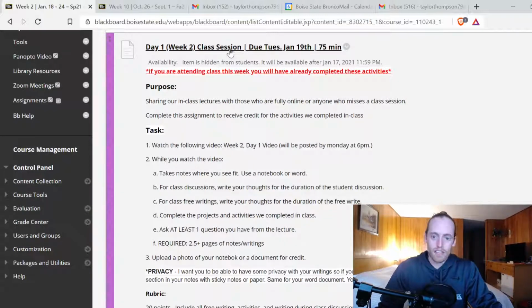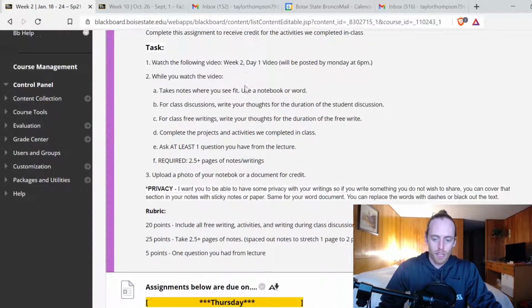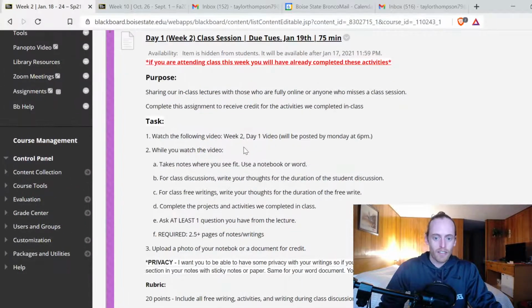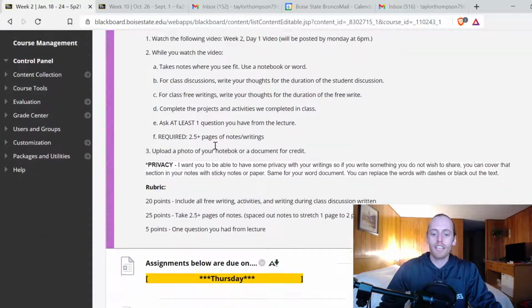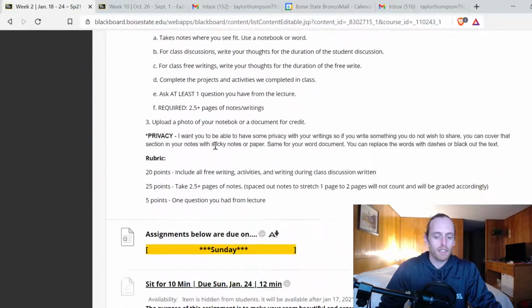And again, there's lots of ways you can do that, in your notebook or in Word, or however you want to do that. So again, the video will be posted here. You turn that video on, and then you just follow along as if you were in class, taking notes, completing the activities that we do, and so on.